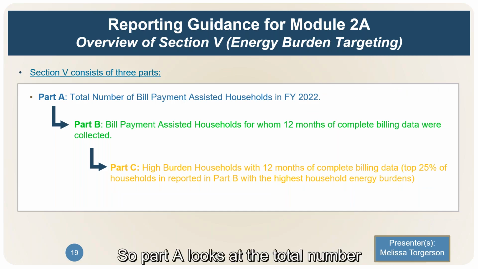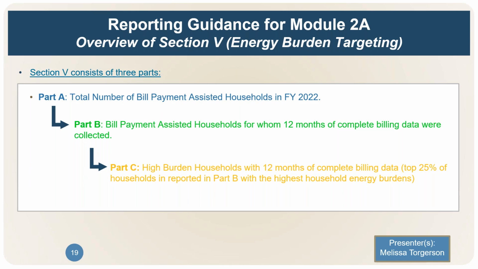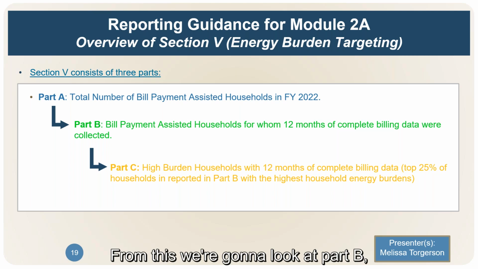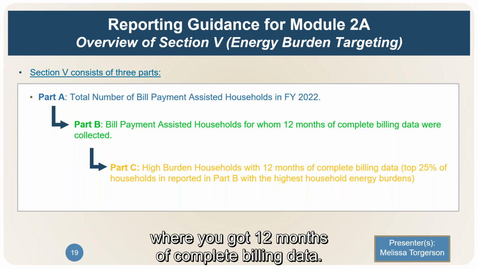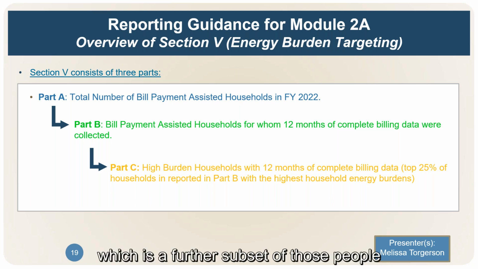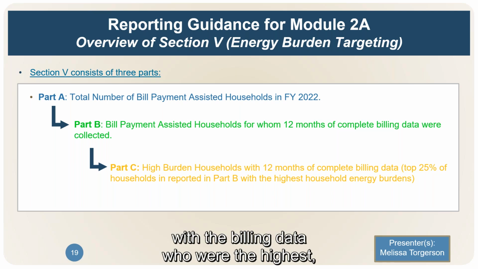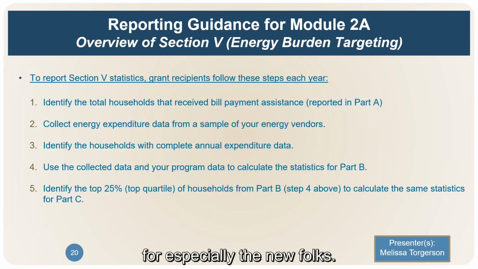Part A looks at the total number of bill payment assisted households in FY22. From this, we're going to look at Part B, which is the number of those households in Part A where you got 12 months of complete billing data, and then Part C, which is a further subset of those households with the billing data who had the highest energy burden. And we'll go into some detail here, which is, I know, really important especially for the new folks.